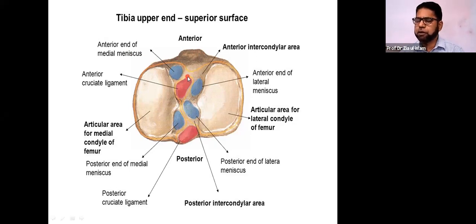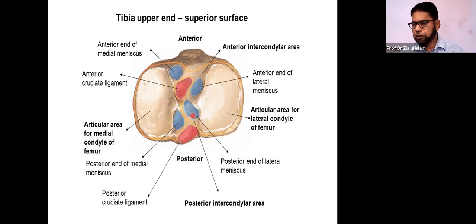Both areas give origin to the cruciate ligaments: the anterior intercondylar area gives origin to the anterior cruciate ligament, and the posterior intercondylar area gives origin to the posterior cruciate ligament. And then it gives attachment to the anterior end of the medial meniscus and the anterior end of the lateral meniscus. Posteriorly, we have the posterior end of the medial meniscus and the posterior end of the lateral meniscus.